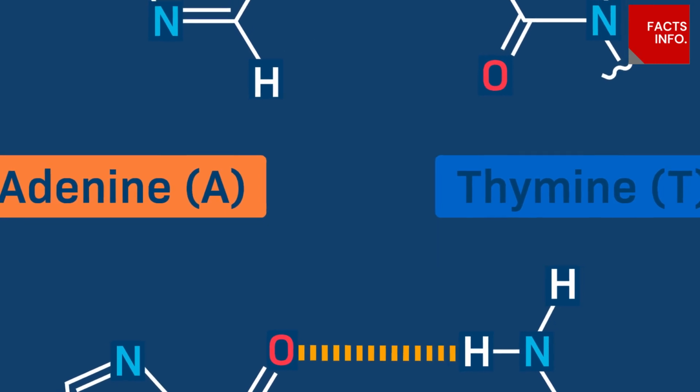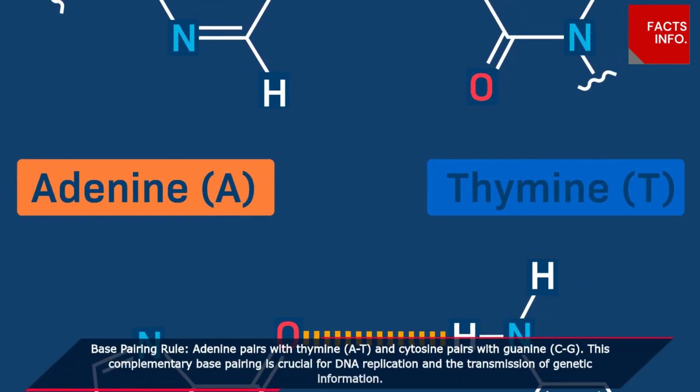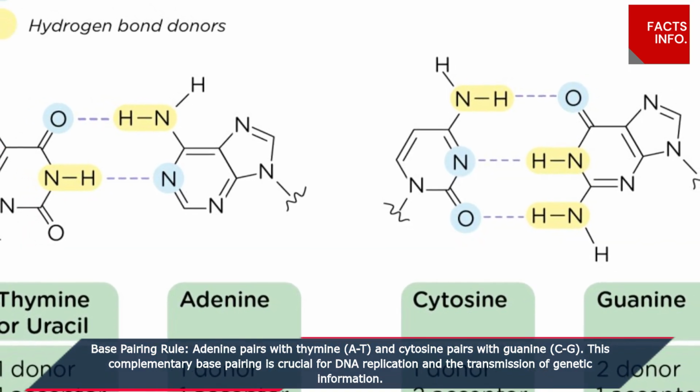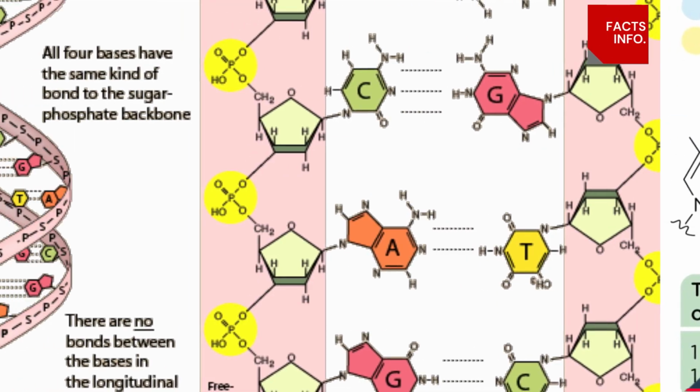Base pairing rule. Adenine pairs with thymine (A-T), and cytosine pairs with guanine (C-G). This complementary base pairing is crucial for DNA replication and the transmission of genetic information.